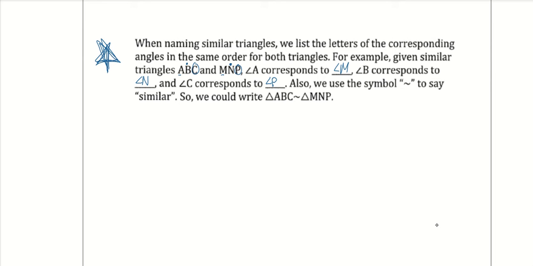Also, we use this squiggly line symbol that you would find on your keyboard to the left of your 1. We use that to say similar. So we could write triangle ABC is similar to triangle MNP. If I needed to draw these triangles out, I don't know exactly what they look like, but you could have a rough sketch that looks something like this. MNP, and again, make sure that the letters are in the same position. Try to draw similar triangles here. MNP, ABC.